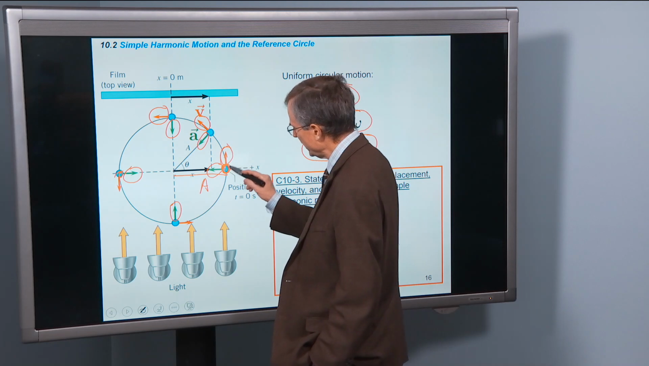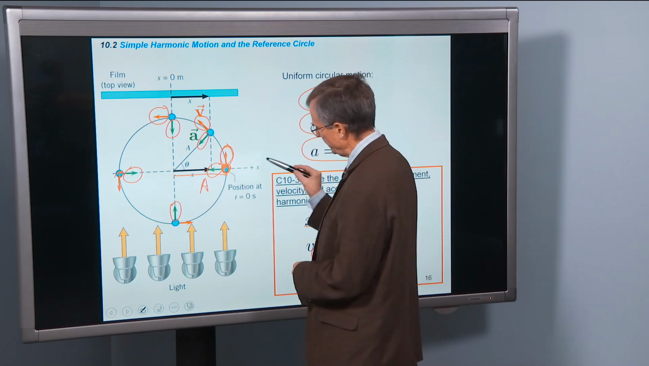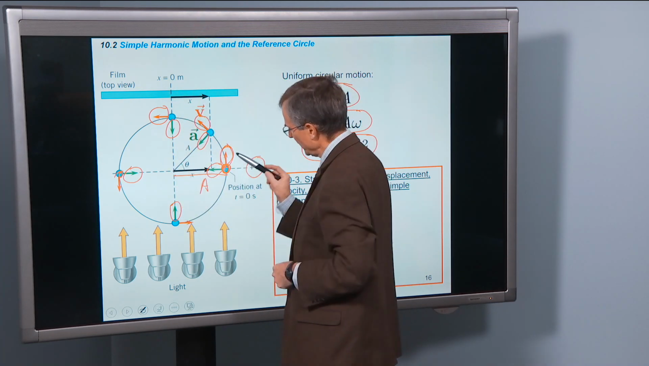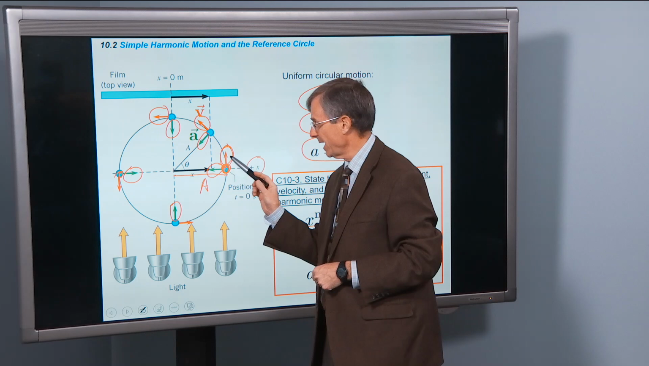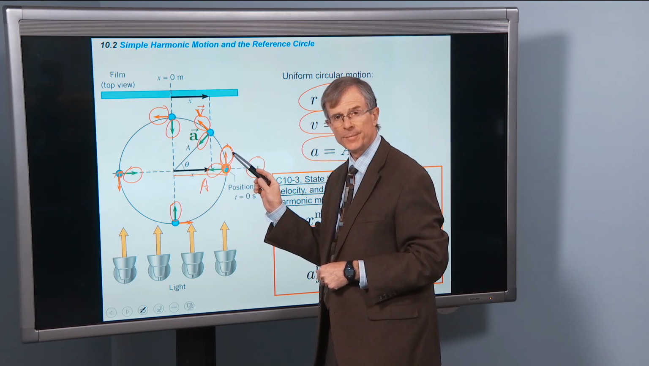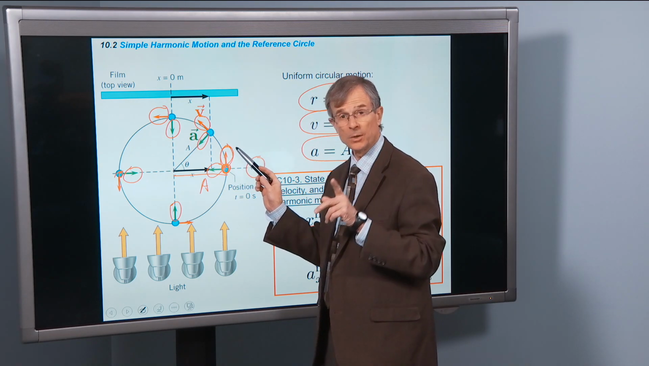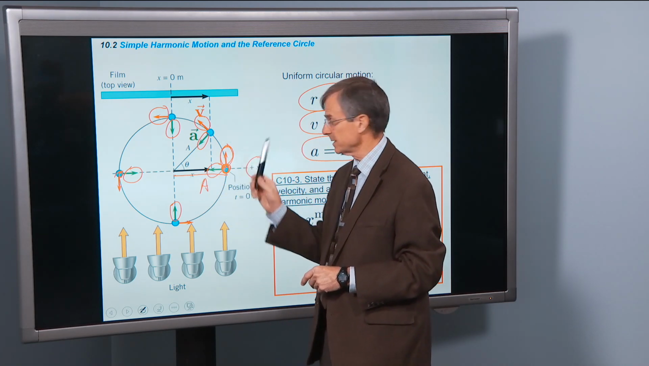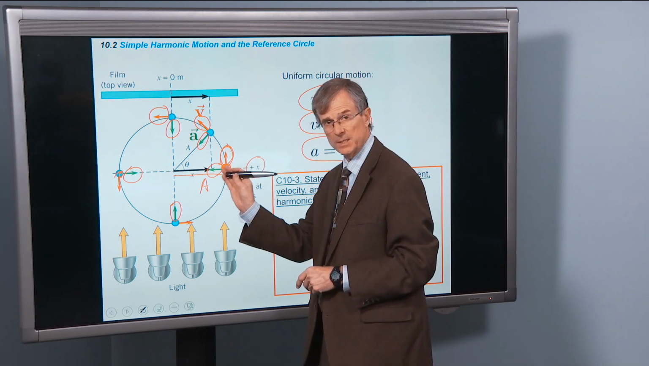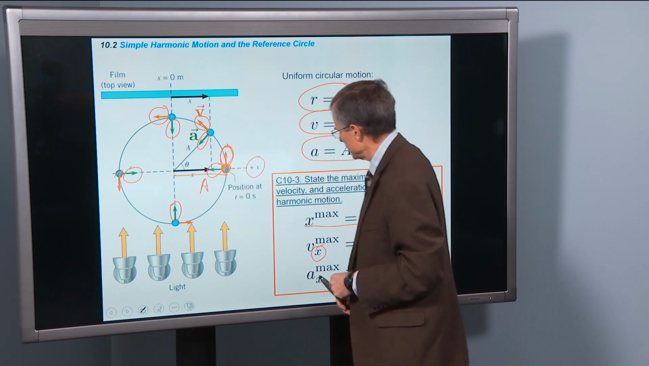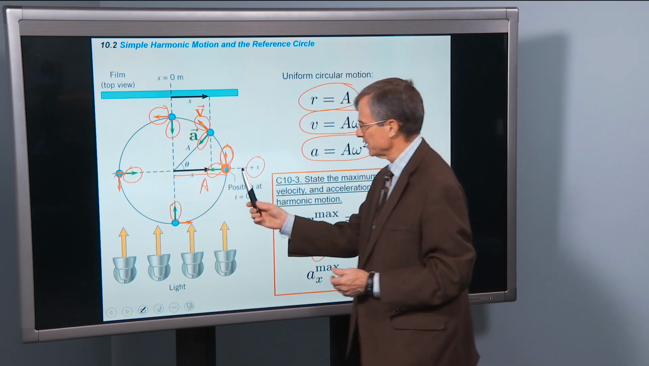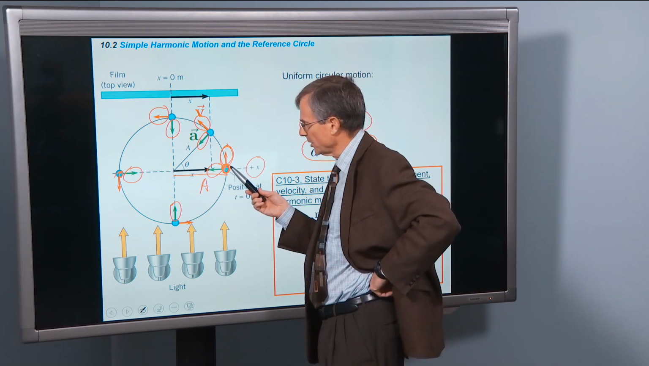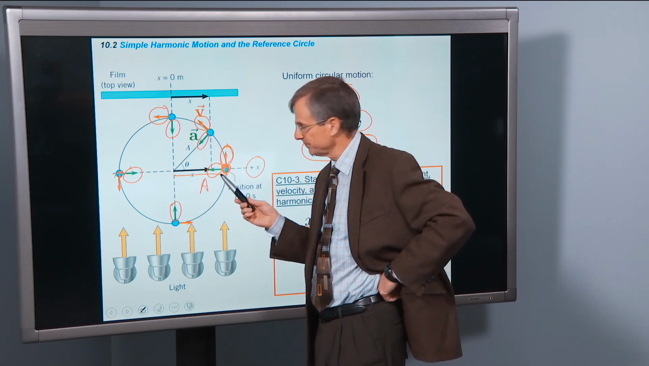Take a look at this red velocity vector. Here's the x-axis. Here's the y-axis up here. What is the x component of that velocity vector? And you say 0. And I say, right. Velocity is pointing that way. This is x. The x component of that velocity is 0. So that's kind of embarrassing. That says that the maximum x value does not occur where the maximum velocity occurs.